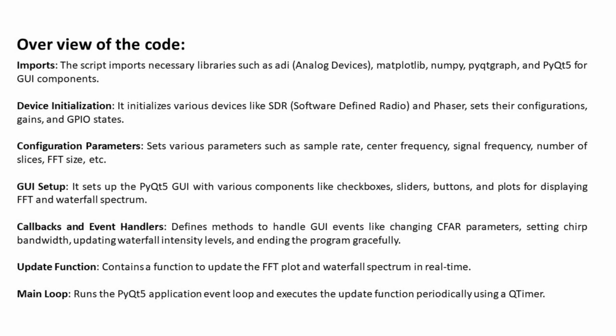GUI setup. It sets up the PyQt5 GUI with various components like checkboxes, sliders, buttons, and plots for displaying FFT and waterfall spectrum. Callbacks and event handlers. Defines methods to handle GUI events like changing CFAR parameters, setting chirp bandwidth, updating waterfall intensity levels, and ending the program gracefully. Update function. Contains a function to update the FFT plot and waterfall spectrum in real time. Main loop. Runs the PyQt5 application event loop and executes the update function periodically using a QTimer.